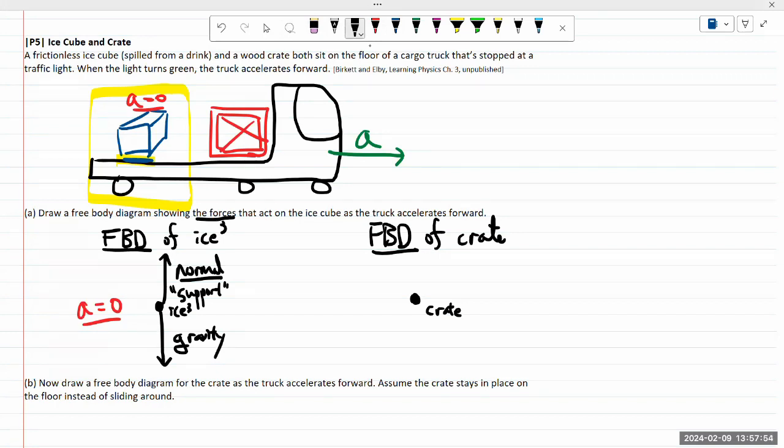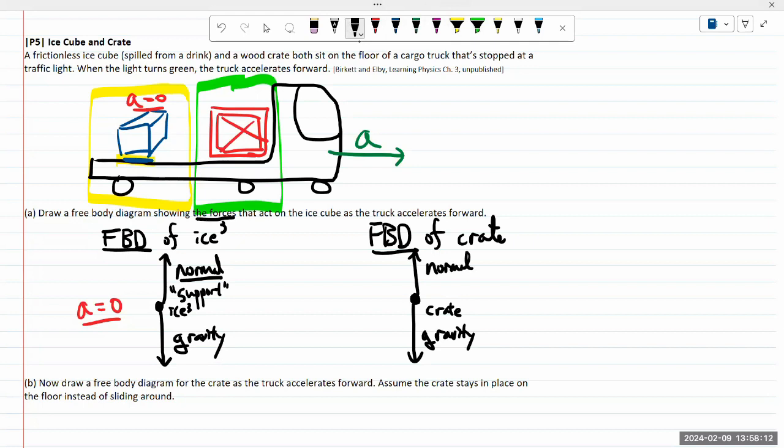So I go through the same exercise. I think with the crate, there's going to be gravity. There's almost always going to be gravity. And because I know the crate is at least not accelerating downward, there must be a normal force upwards, just like with the ice cube, that's keeping the crate up. So if there's going to be any acceleration, that'll be in the horizontal direction.